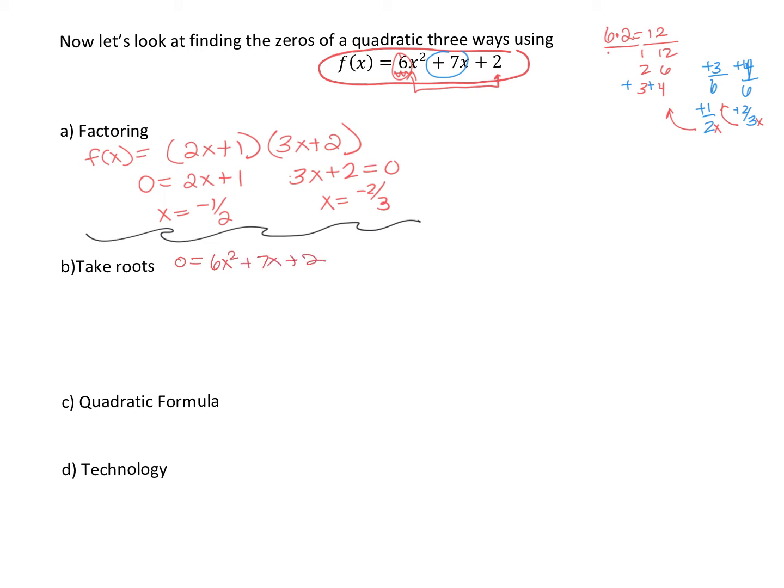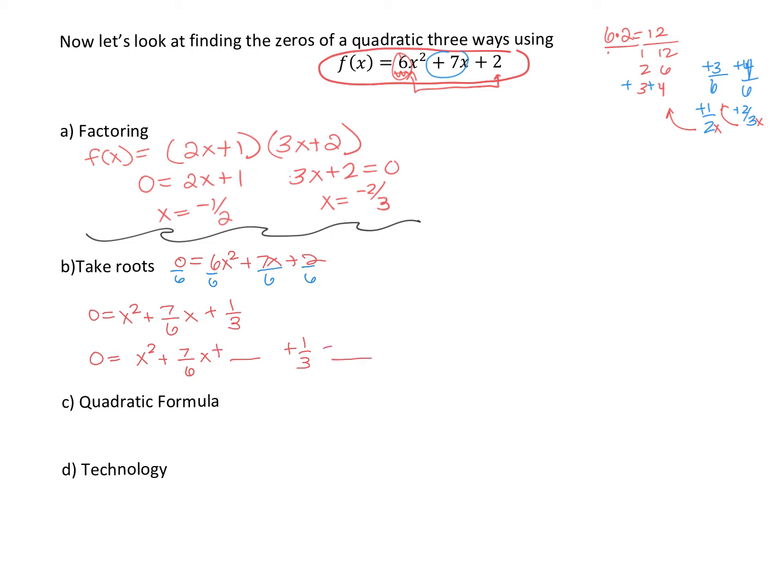And I'm going to start, because I can't factor that 6 out like I did in the previous example, I'm actually going to divide everything by 6. That's going to give me 0 equals x squared plus 7/6 x plus 1/3. And similar to what we did before, we are going to move the constant over. We're leaving this space here. And we're going to add and subtract the same thing.